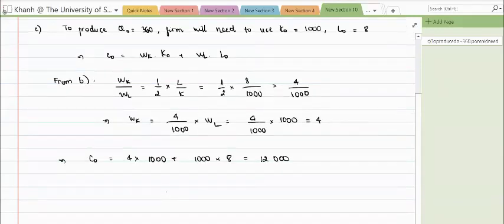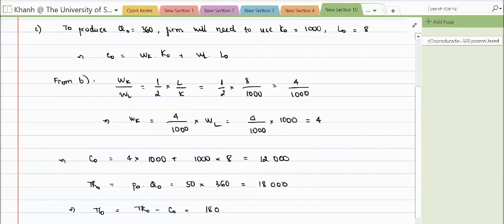Okay, so the question also asks you to find the profit for the firm if the market price is given by P0 equal to 50. To find the profit, the first thing we have to do is to find the total revenue, which is equal to the price times the total quantity. So 50 times 360 is going to give you 18,000. And so therefore the profit for the firm is going to be the total revenue minus the total cost. So 18,000 minus 12,000, that is going to give you 6,000 of profit.